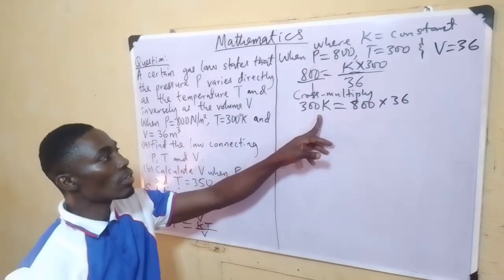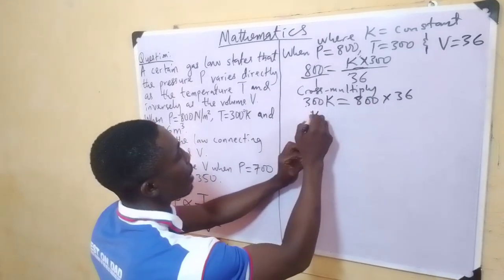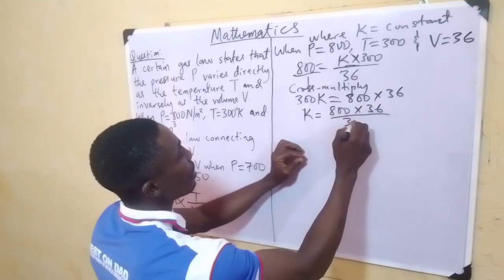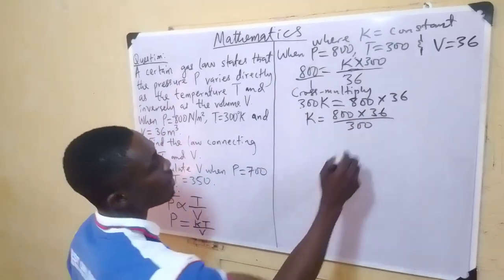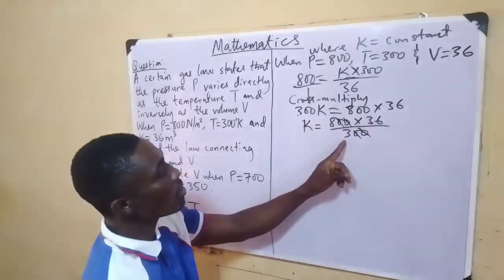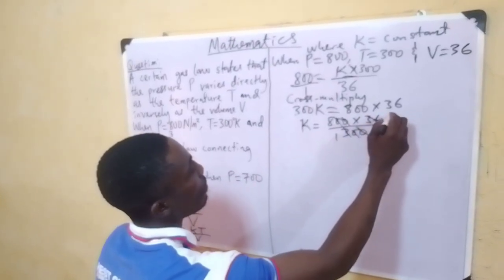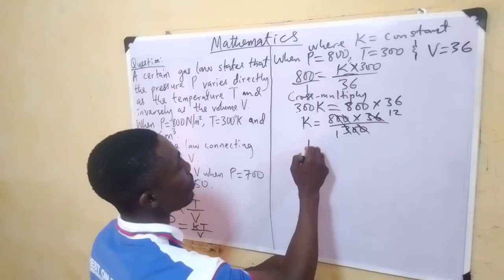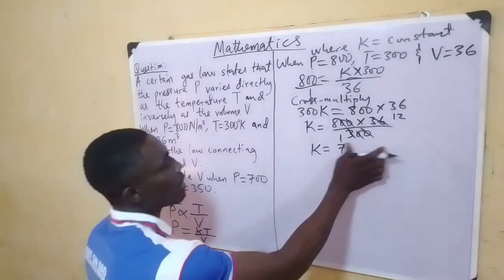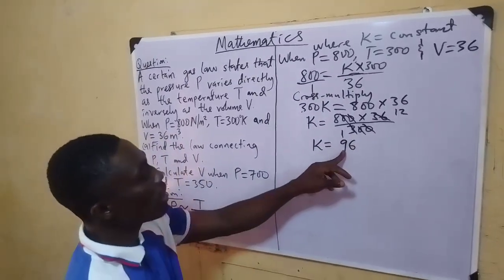To make K the subject of the formula, 300 will have to cross to the other side. So we have K is equal to 800 times 36 all over 300. In that case, 0 will cancel 0, 0 will cancel 0. It will remain 8 times 36 over 3. 3 divides 3, it will give you 1. 3 divides 36 gives you 12. 8 times 12 will give us 96. So which means K is now 96.